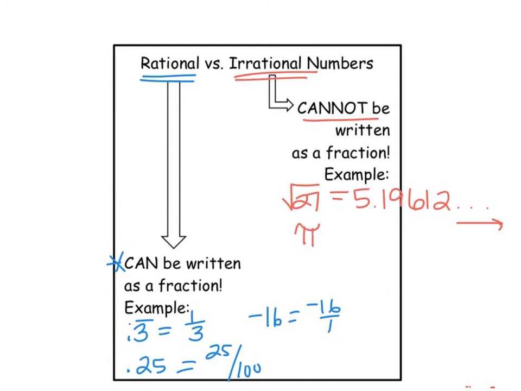Pi cannot be written as a fraction. And then if we have numbers like 1.678, and you see these dots here, there's no pattern to them, there's no repeating numbers, so therefore it is irrational.